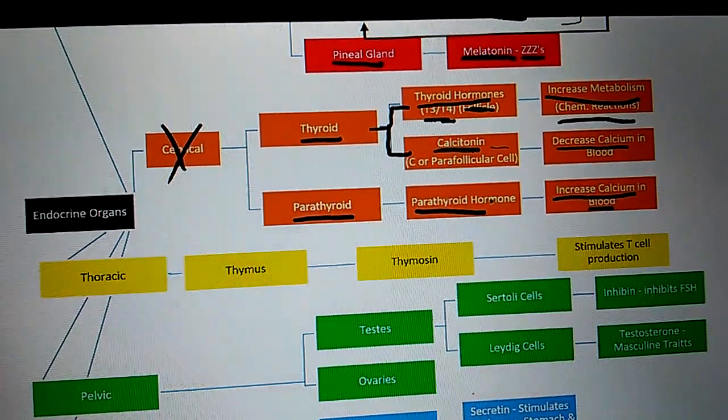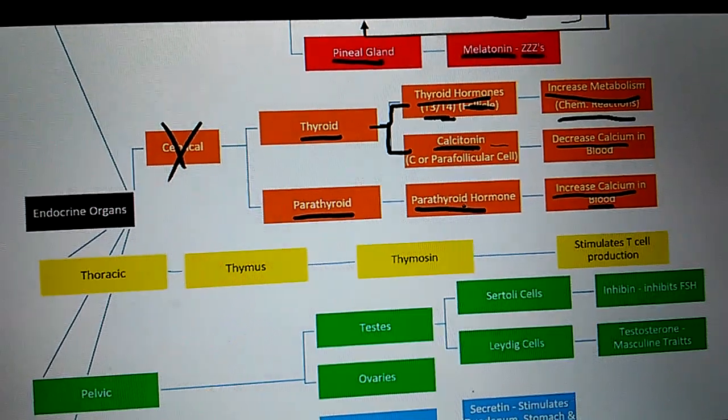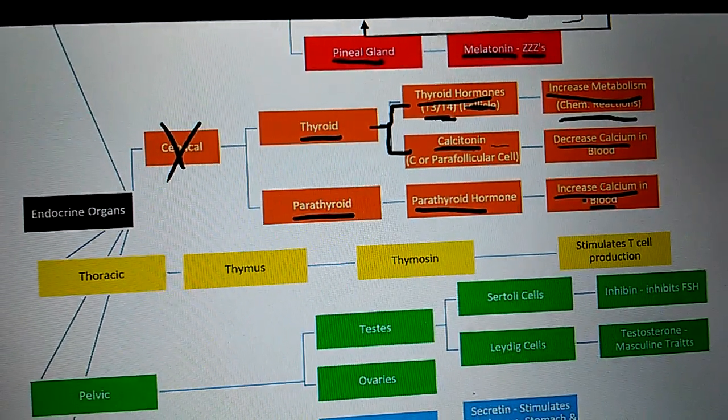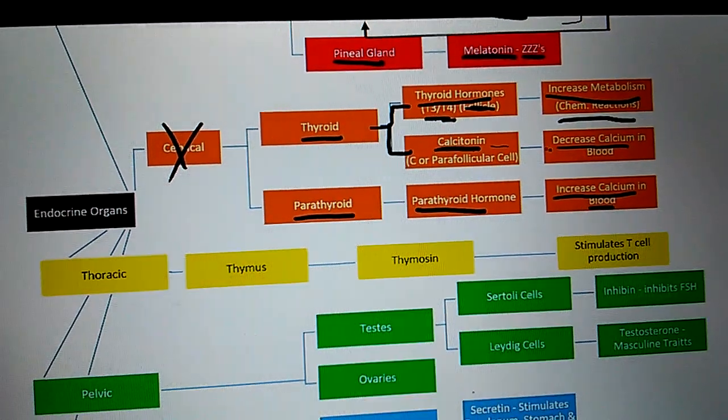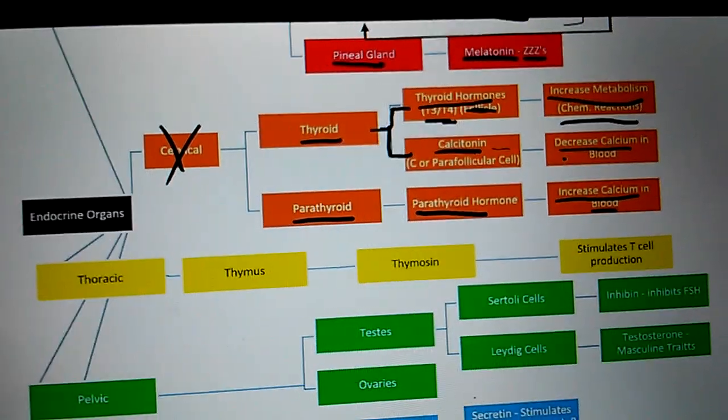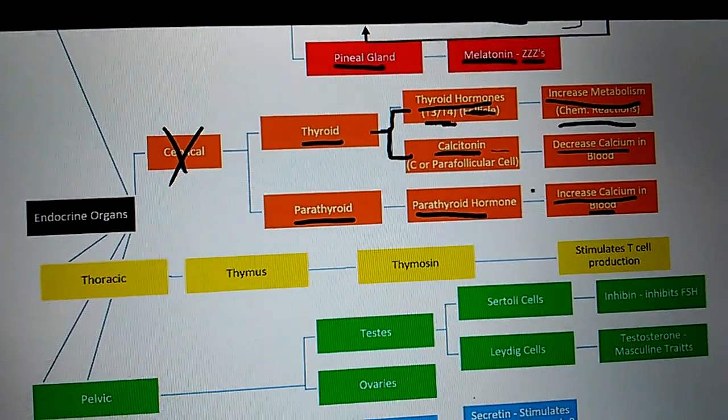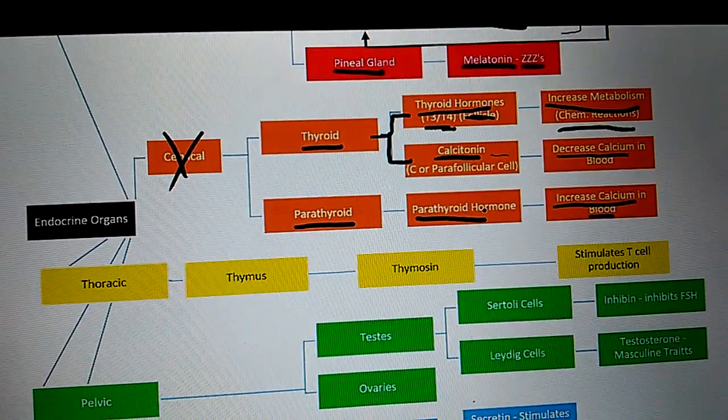What increases calcium concentration in the blood? Parathyroid hormone. Which decreases calcium in the blood? Calcitonin. What increases calcium concentration in the blood? Parathyroid hormone.